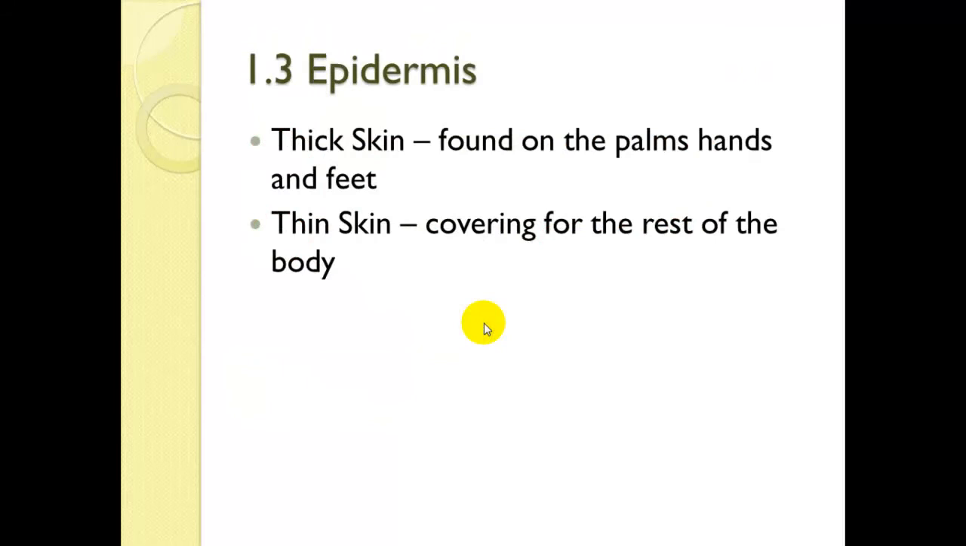In the epidermis, we have two types of skin. We have thick skin and thin skin. The thick skin is found on the palms of the hands and the feet. Thin skin covers the rest of the body. So the inside of your arm would be considered thin skin. The palms of your hands and feet would be where the thick skin would be.